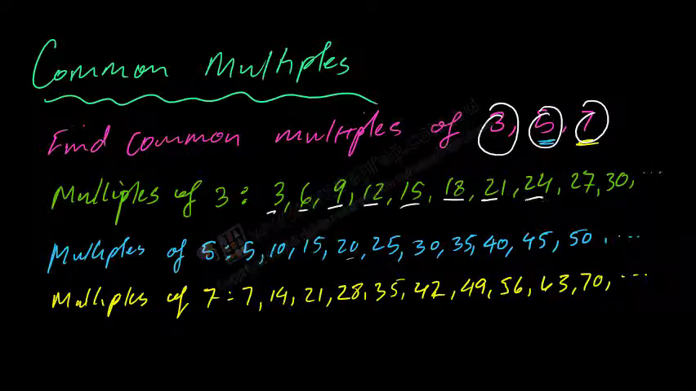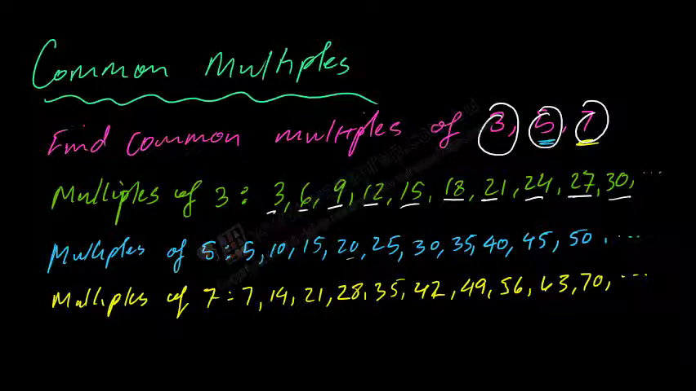24? 24 is not a common number either. 27, not a common number. 30 is common between 3 and 5, but not in 7, so 30 is not a common number either. So because we haven't found any common number so far, we need to extend the numbers.